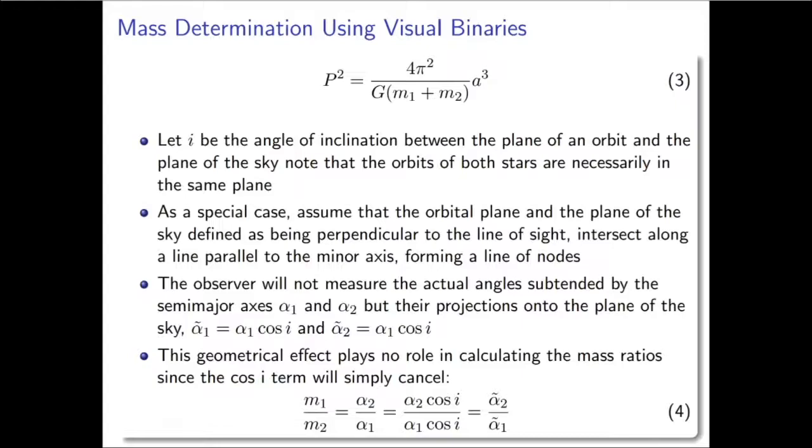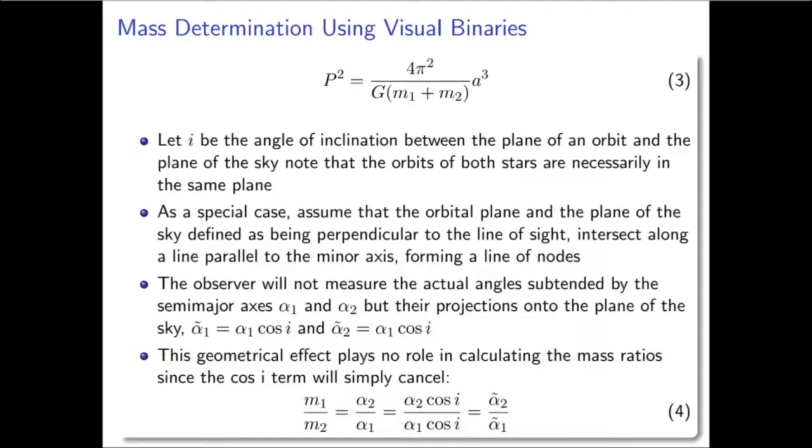As you know, most of us have not come across this formula of the Kepler equation, which states that P squared is equal to 4 pi squared G (m1 plus m2) by a cubed. Here P is nothing but the time period. So period is basically time, and here a is nothing but the radius.